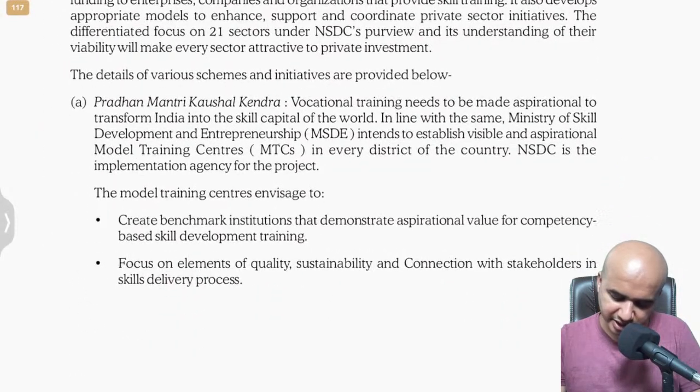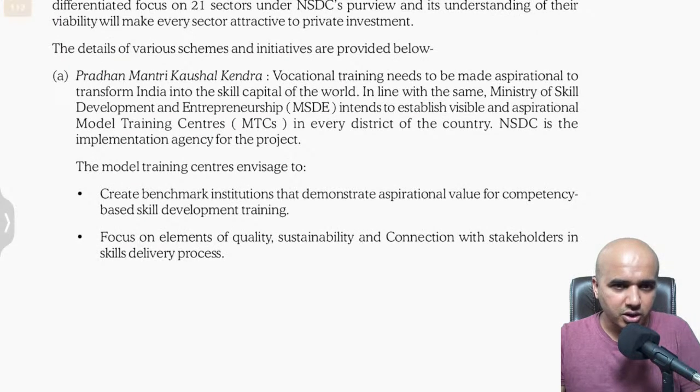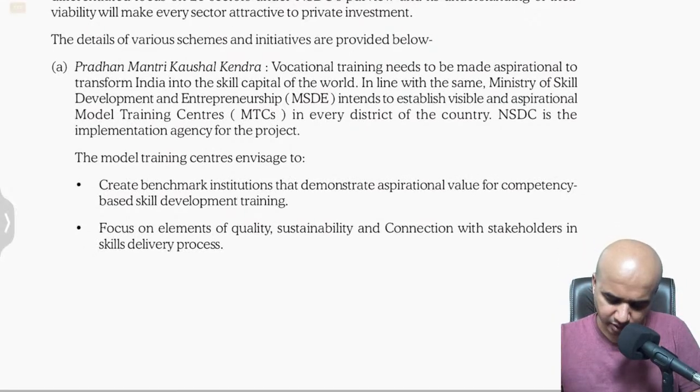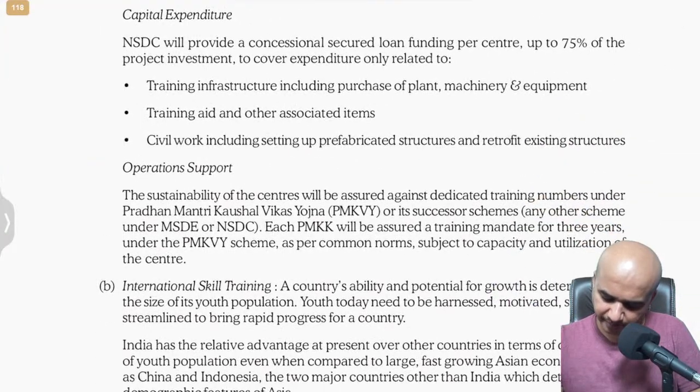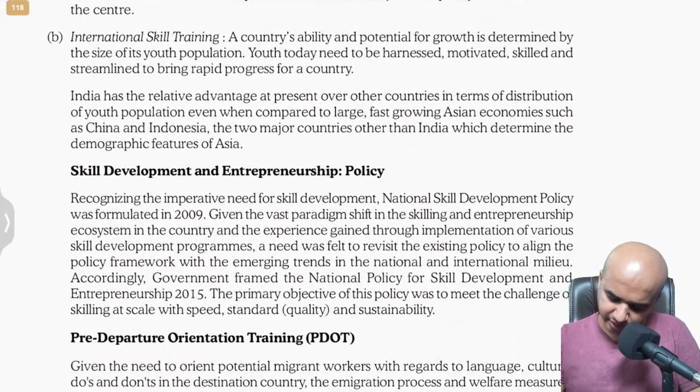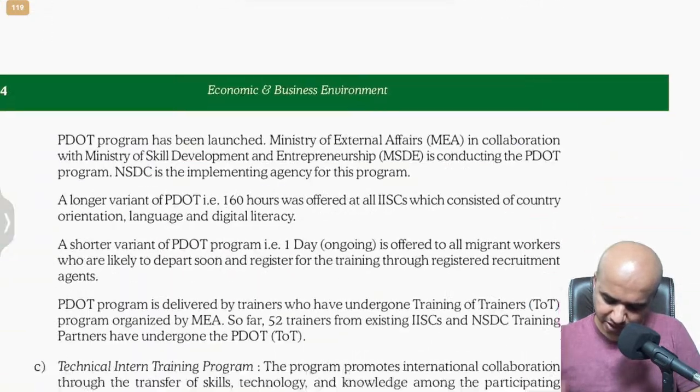Let's see what are the details. Pradhan Mantri Kaushal Kendra. Okay, vocational training needs to be made aspirational to transform India into skill capital of the world. Aspirational means one should actually aspire to do this, take up this. So they should think, okay, I should do this training. If I do the training, maybe it will help me in my career or whatever that is. So that is what they are trying to say. Okay. Again, all those things not very important. There's nothing much for you to learn here.